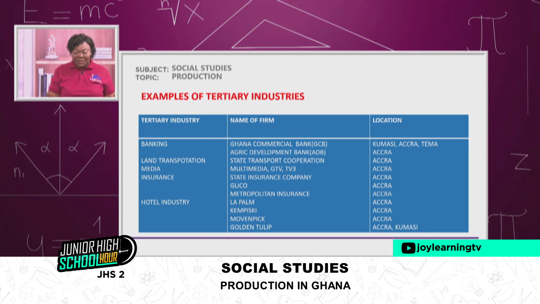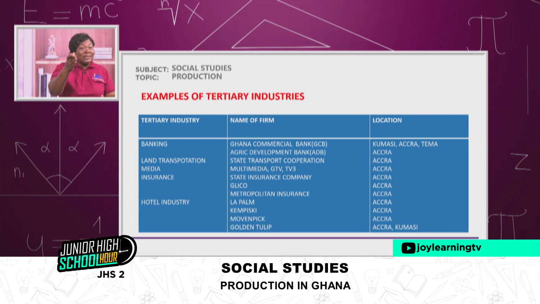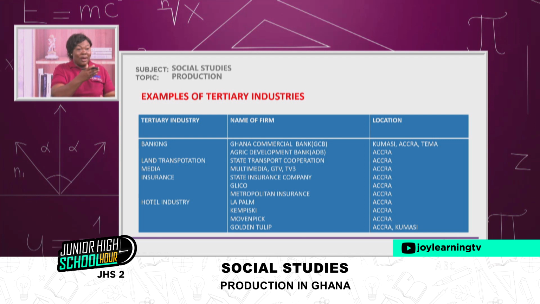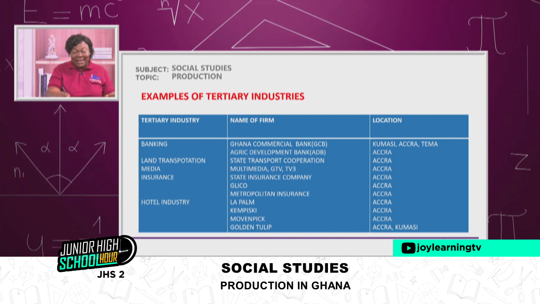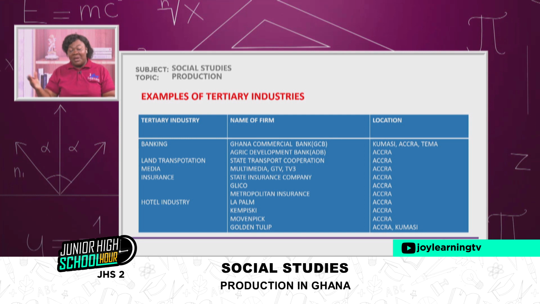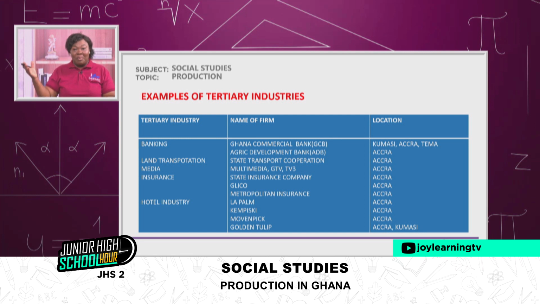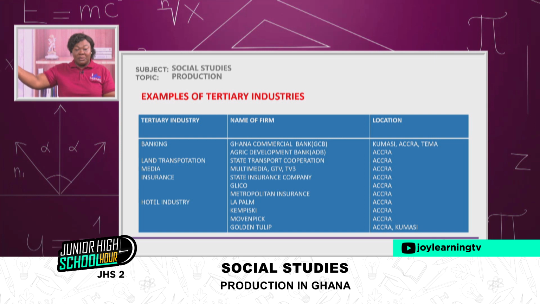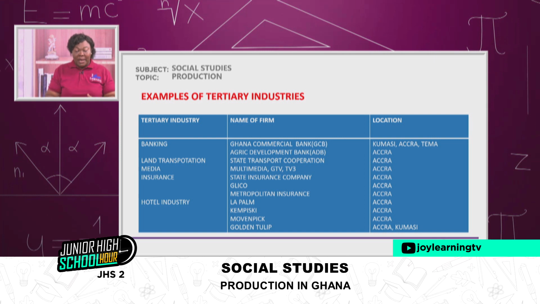In the hotel industry, we have La Palm, we have Kempinski, we have Movenpick, we have Golden Tulip, and the one just behind your house, which is called Jinyame Hotel, or any other name. They are all part of the hotel industry. You can mention as many as you can, but these are the key ones that the state has. That's why I brought the state ones. So if you have Kofi Babone Hotel behind your school, it is also part of the hotel industry because they are rendering services to the people around you.